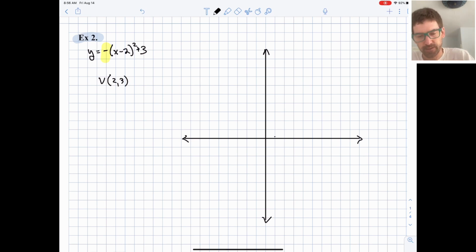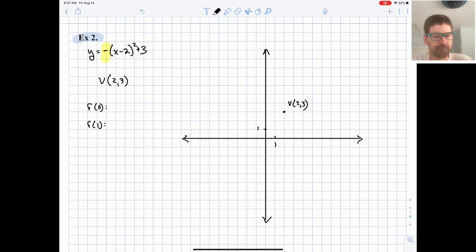So let's graph that in. Let's have a normal scale. So that's our vertex right there, 2, 3. And it looks like our parabola is opening downwards, so we need to plug in some other points. So we can find f of 0. Let's find f of 1. Again, plug in easy points.